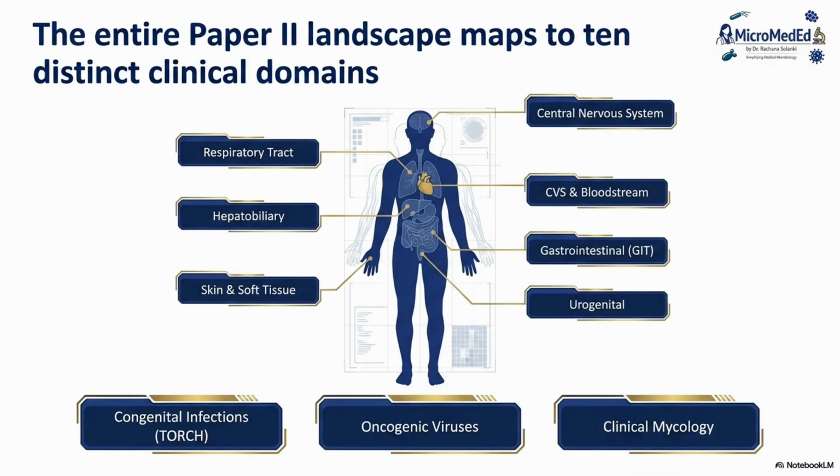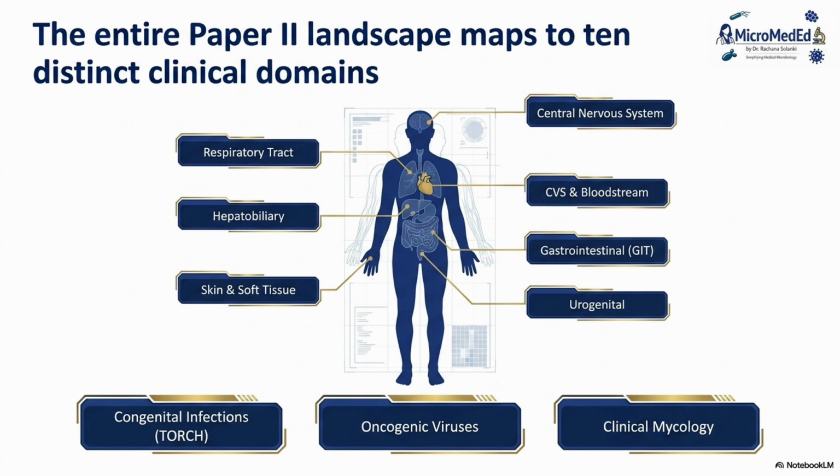Now let's understand what the various systems are. You have the central nervous system, CVS, GIT, urogenital, hepatobiliary, skin, soft tissue, respiratory. Apart from all these systems, you also need to learn three more important things: TORCH infection, oncogenic viruses and clinical mycology.